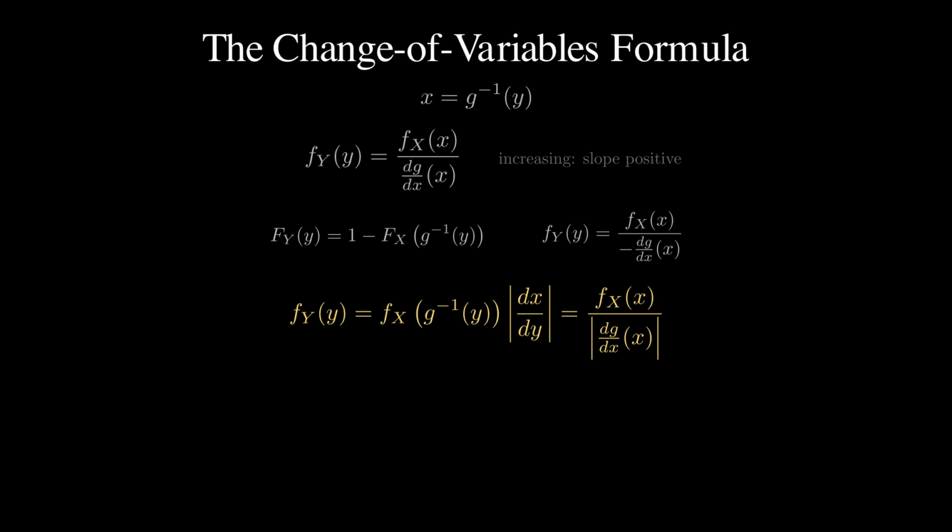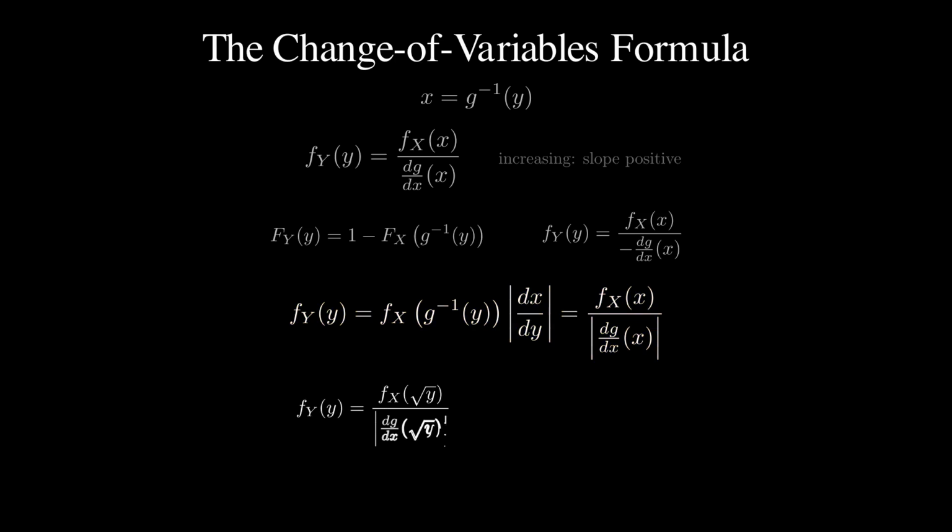When g is differentiable and strictly monotone, the density of y at y is the density of x at x divided by the absolute value of the derivative of g, with x equal to g inverse of y. This is the change of variables formula, the workhorse of derived distributions. The recipe now has just 3 moves: invert, differentiate, and divide.